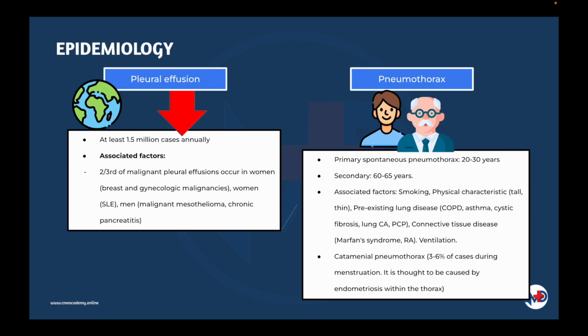Catamenial pneumothorax is another condition which can also occur, where it happens in 3 to 6% of cases during menstruation, and it's thought to be caused by endometriosis within the thorax.